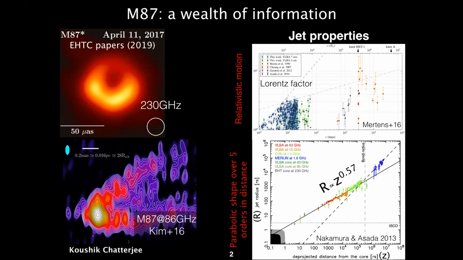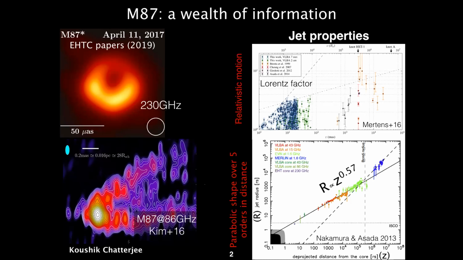Even during this conference, we have seen that M87 has presented us with a lot of information about both the jets as well as the near horizon structure, such as the EHT papers of 2019. And then you have many other radio images at 86, 43, 10 gigahertz and so on. I didn't list all of the very pretty images at radio frequencies here.